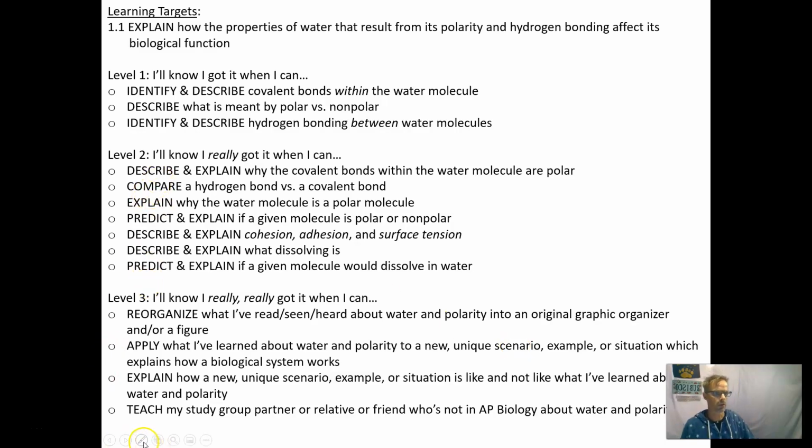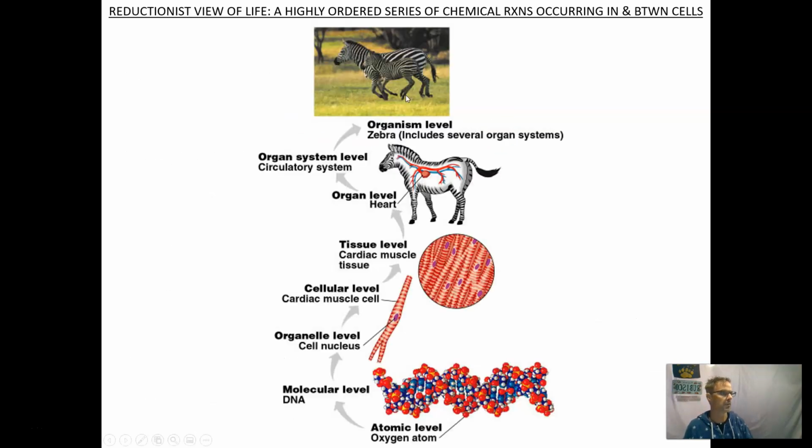So some learning targets that we're trying to get taken care of here today. Basically looking at properties of water that result from its polarity, and then also talking about hydrogen bonding, and then a little bit about linking how that hooks up to biological function. So we'll really be dealing with these level 1 targets here: first covalent bonds within the water molecule, then polarity, and then a little bit about the hydrogen bonding between the water molecules.